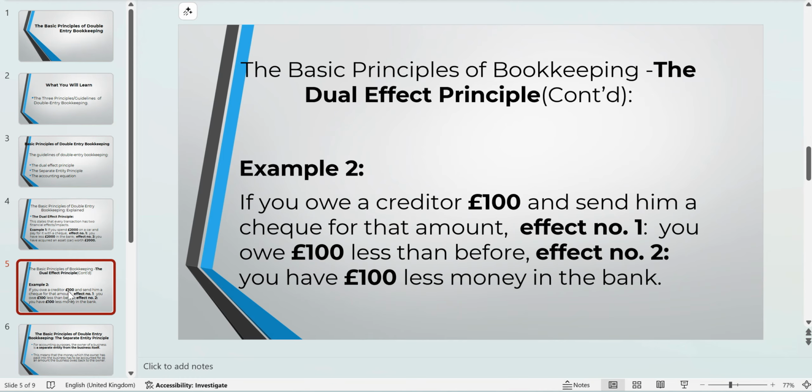Another example of the dual or double effect principle. If you're owing a creditor £100 and you send him a check for that amount, effect number one, you owe £100 less than before. Effect number two, you have £100 less in the bank, because it is from the bank you took the money.